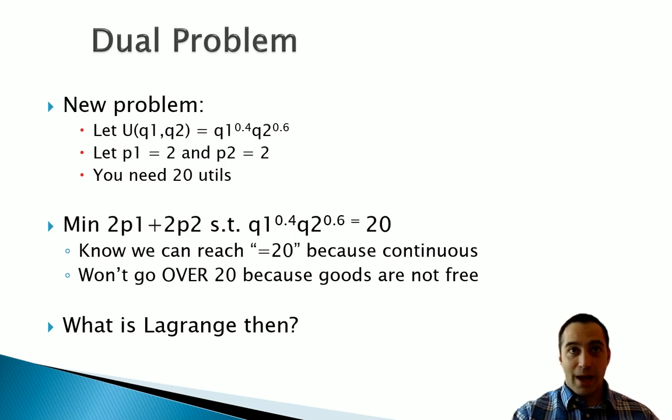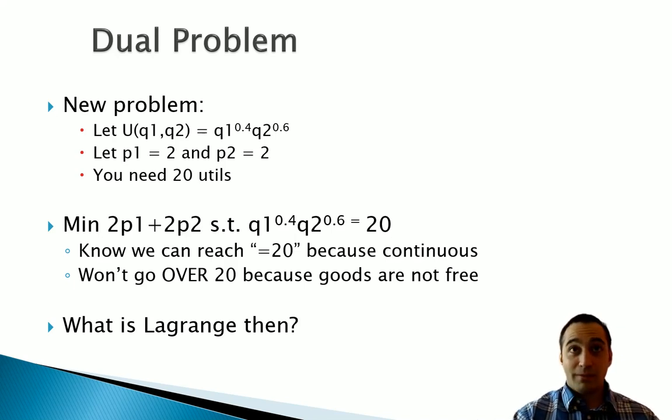Next, we know that in optimum, we will not purchase more goods of Q1 and Q2 than it takes to reach exactly 20, because the goods aren't free. Imagine for a minute that you have some Q1 and Q2 that gets you, let's say, 21 utils. Well, we know that there is some combination of Q1 and Q2 that is strictly less of Q1 and Q2 that reaches 20 utils. And since we've said that Q1 and Q2 are not free, we know that that costs less money. So it does a better job of minimizing our expenditure function.